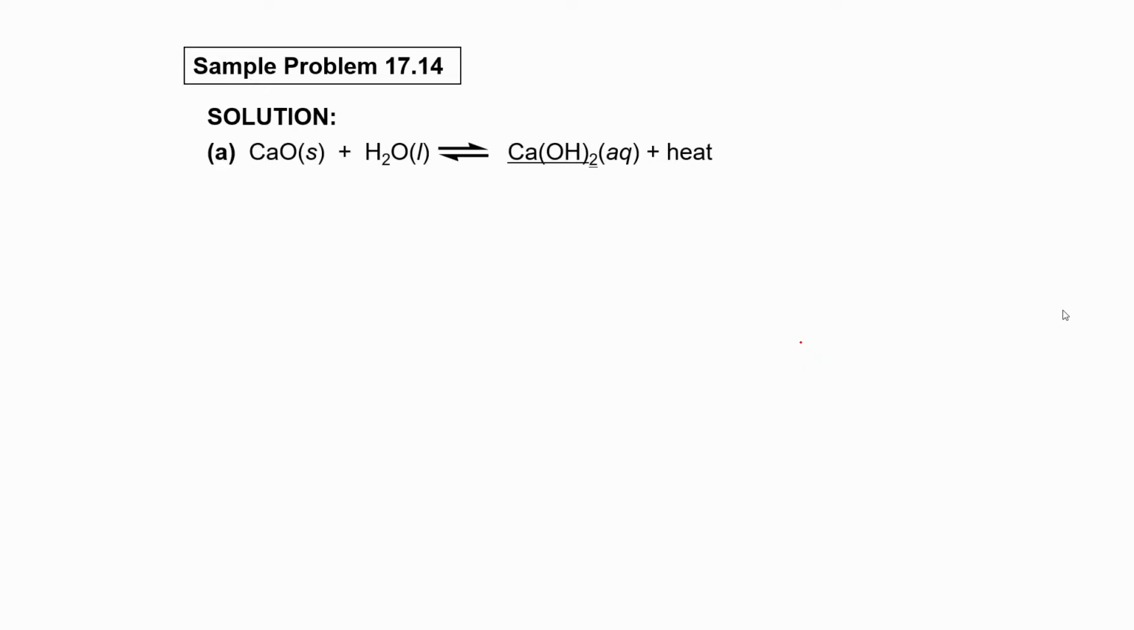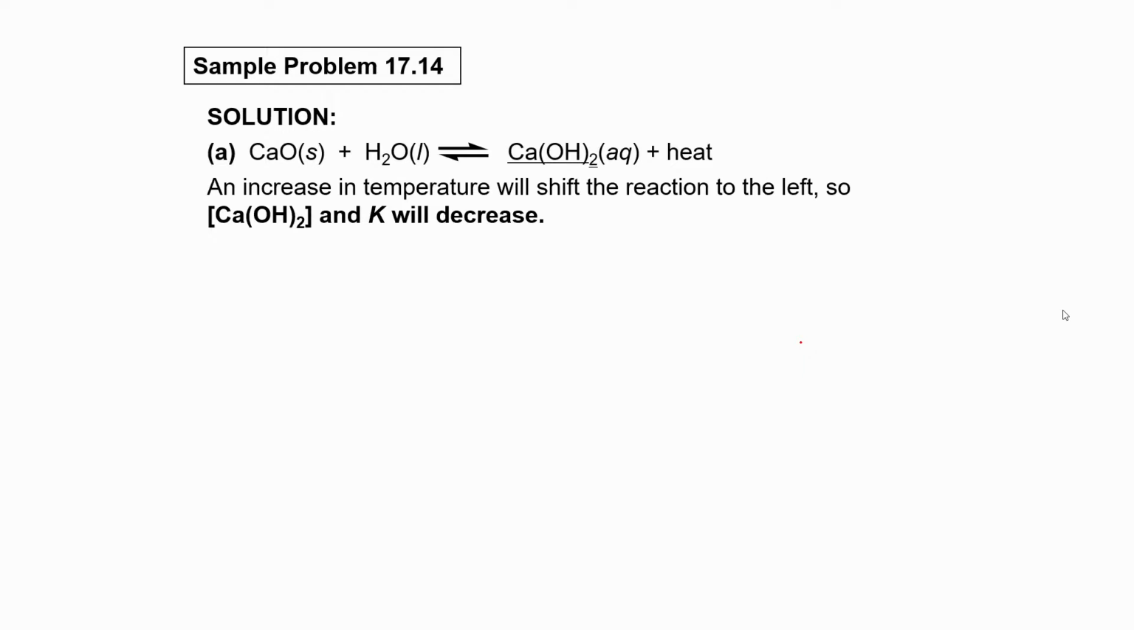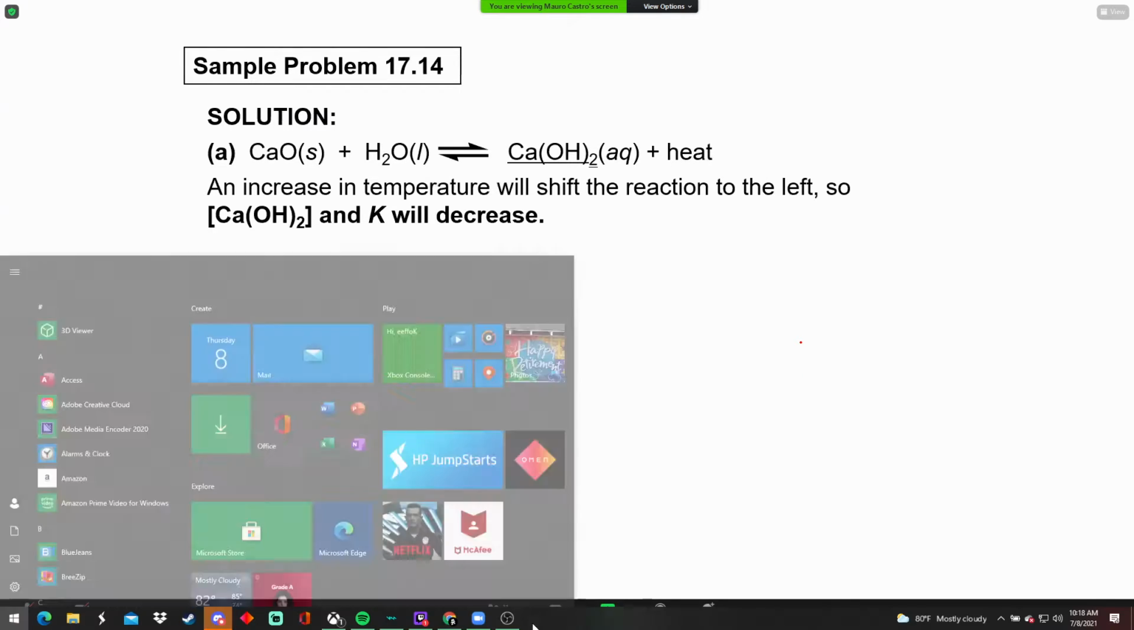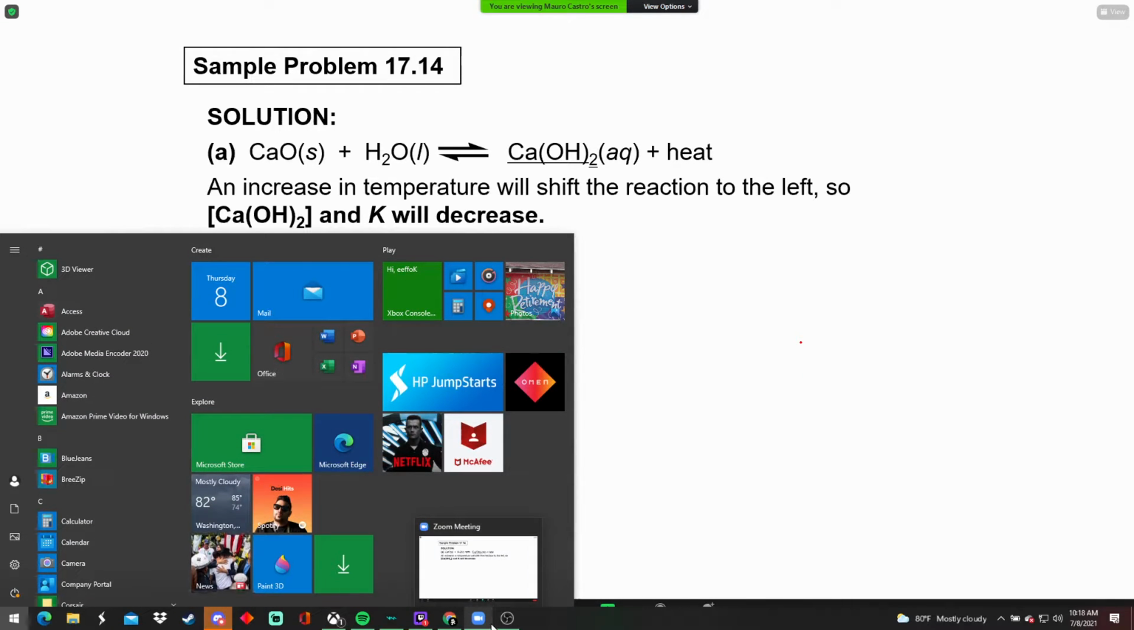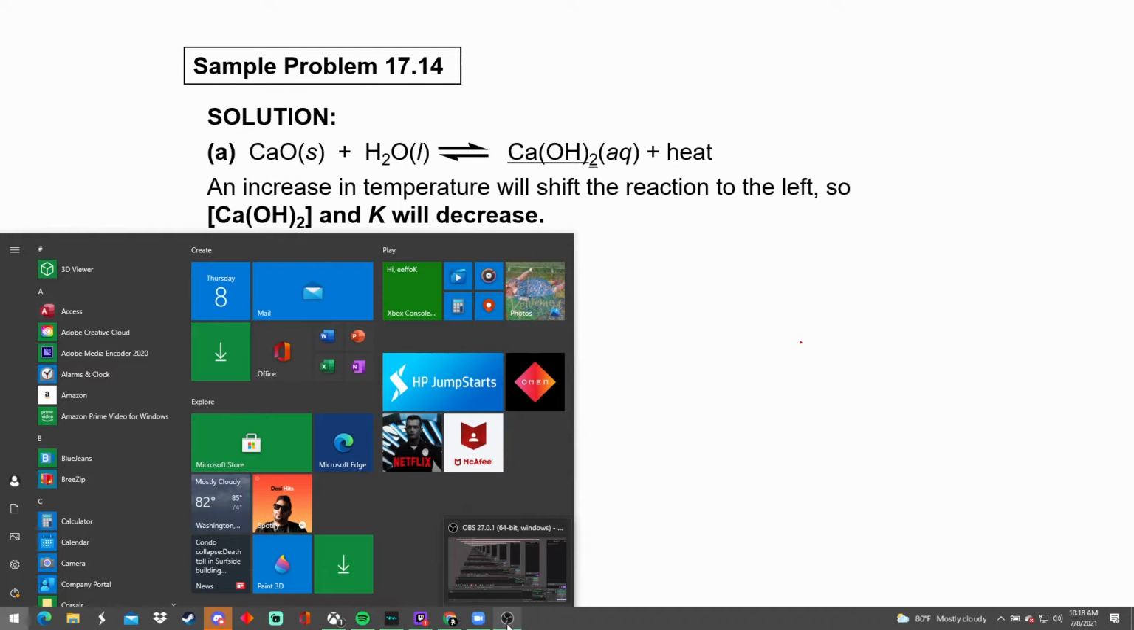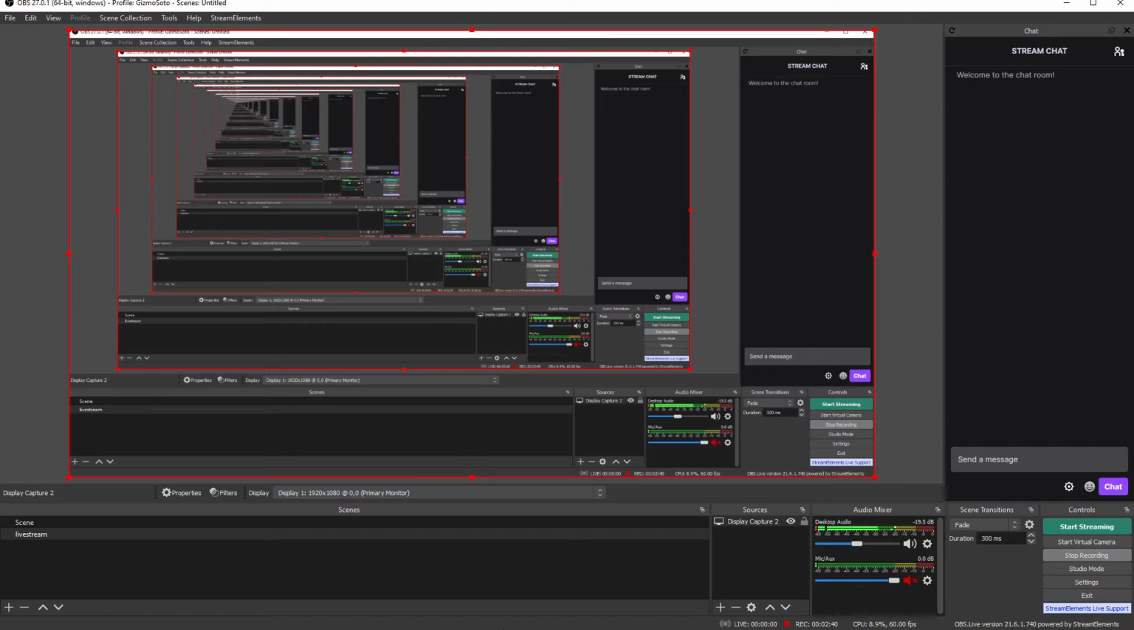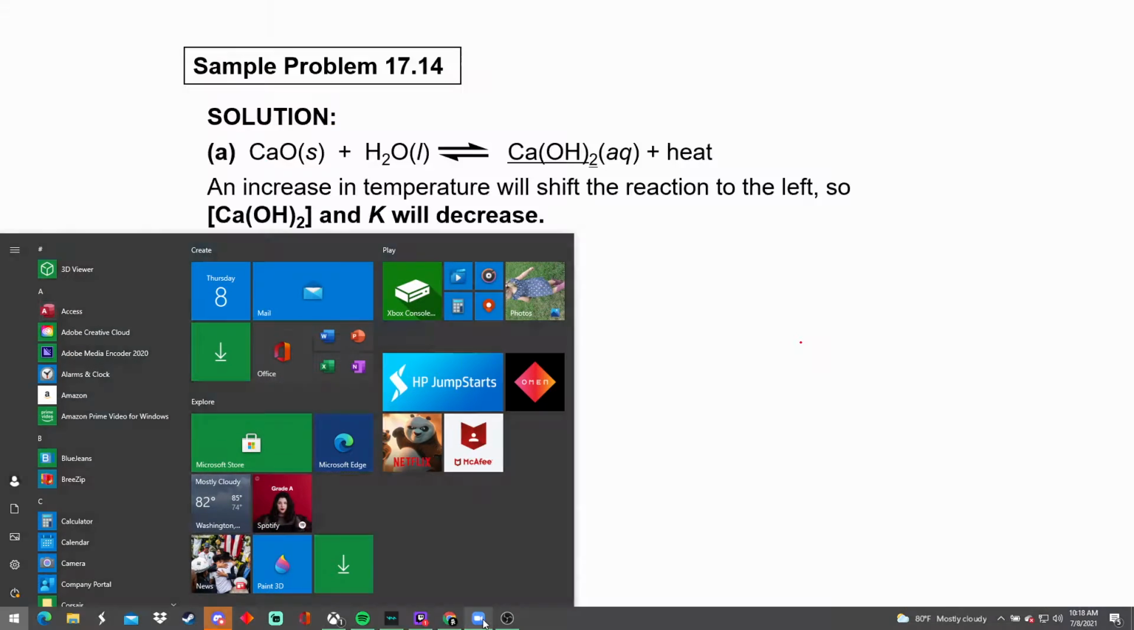Okay, so we write the equations as this, and the solution is going to be plus heat on the first one, right? Plus the heat is going to be on the right side. And the next one, so an increase in temperature will shift the reaction to the left. So now we do products or reactants, and K will decrease. If it goes more to the left, that means the number in the bottom gets bigger and the number in the top gets smaller. So K is getting smaller.